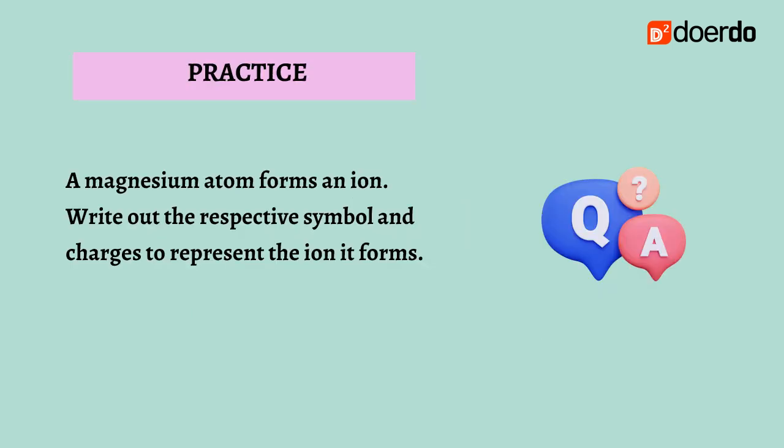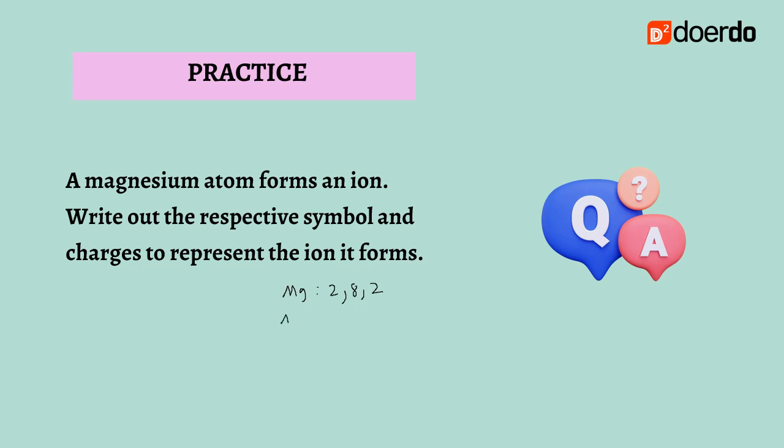For further practice, the question is now asking you that a magnesium atom forms an ion. Write out the respective symbol and charges to represent the ion it forms. As a good rule of thumb, we shall first start with the atom. So magnesium is Mg, which is the symbol the question is talking about. You have electronic configuration of 2, 8, and 2.